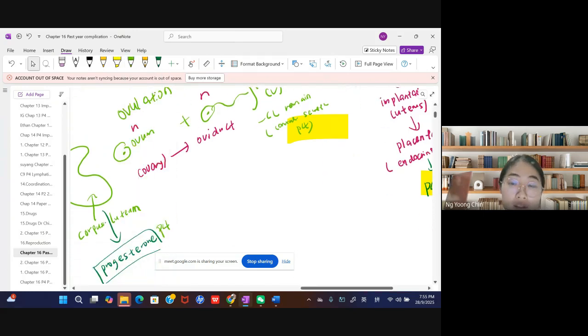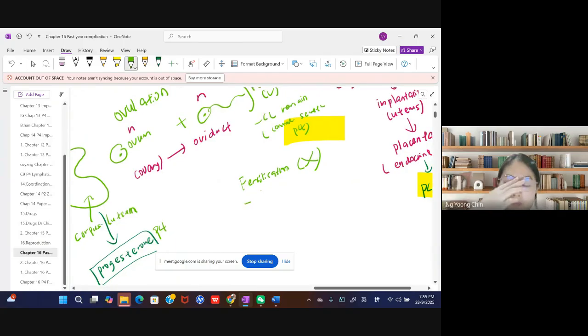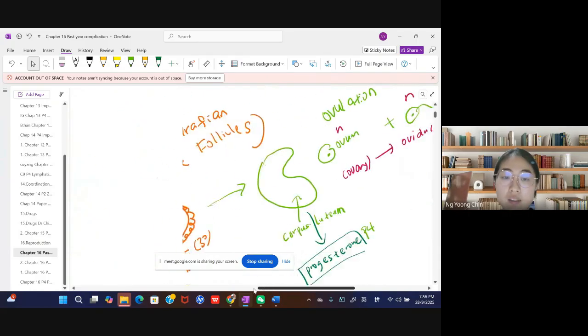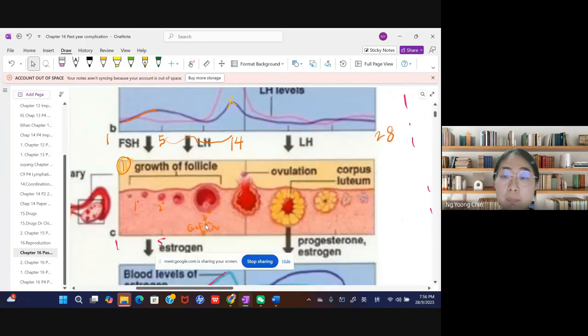Now let's talk about the failure of fertilization. I put a cross here. Cross means failure. What happens is it will cause the corpus luteum to degrade. CL means corpus luteum degrade. It's usually between 21 and 28 days that they will degrade if you fail to fertilize.